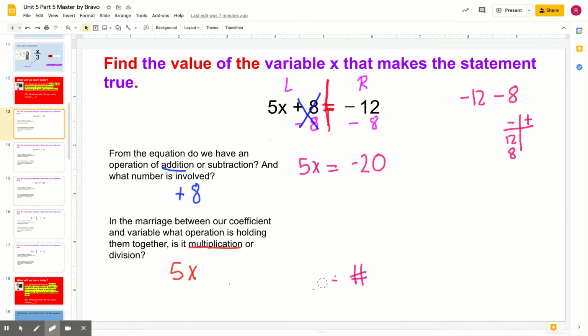So I need to undo that marriage between 5 and x. And to undo that marriage, I'm going to use the opposite of the operation that's holding them together. And that's going to be dividing by 5. And remember, that equal sign is very, very strict in keeping things balanced. So whatever I did to the left side, I also got to do it to the right side. So I got to divide this negative 20 by 5.